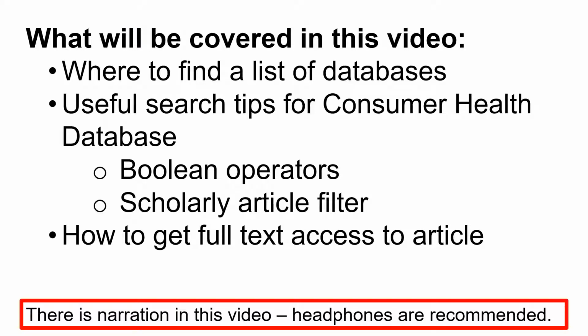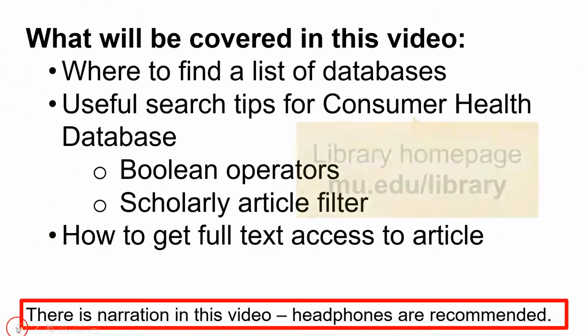Today in this video, I'm going to cover a couple of important things: where to find the database that we're going to use for our searches, some helpful search tips when you're in that database, particularly Boolean operators, and then using the scholarly article filter, and then most importantly, how to get the full text access to an article.